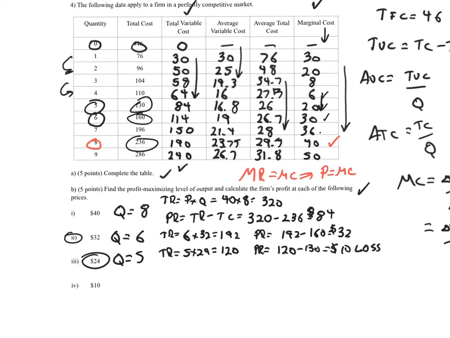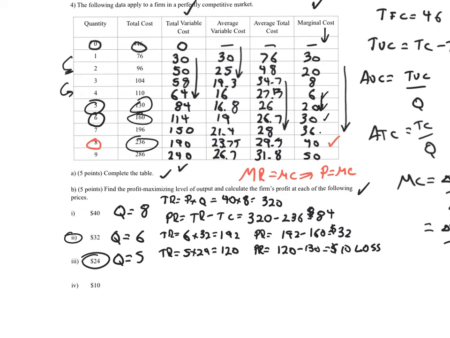Now, we do not shut down because our price is still higher than our average variable cost. And if we shut down, we would still have to pay our fixed cost, which we know is equal to 46. So our loss would be greater if we shut down.